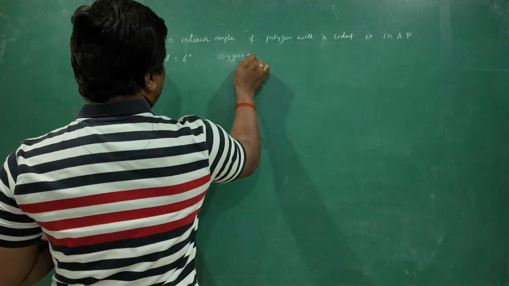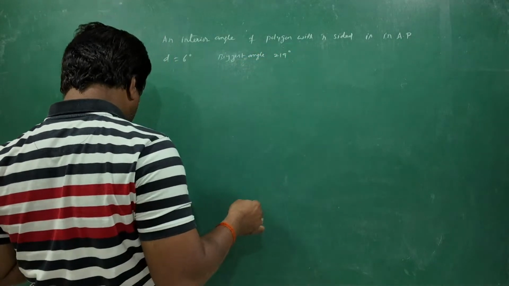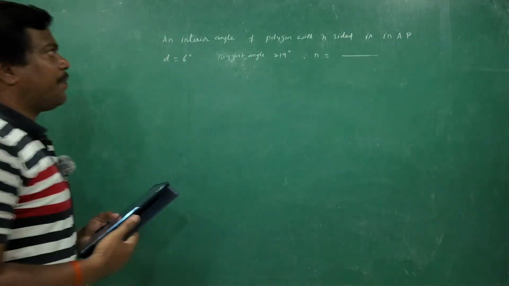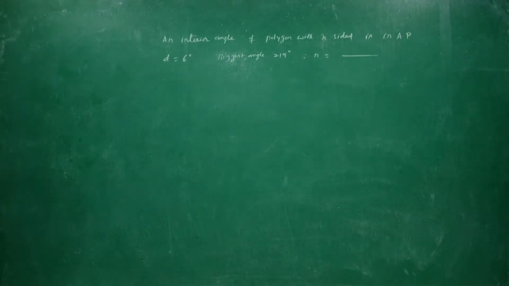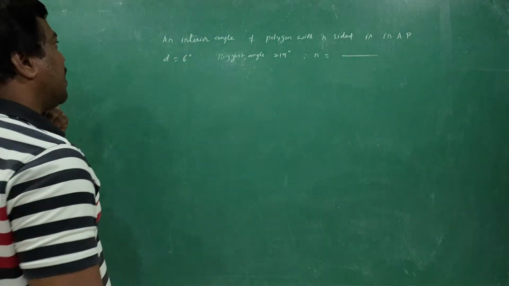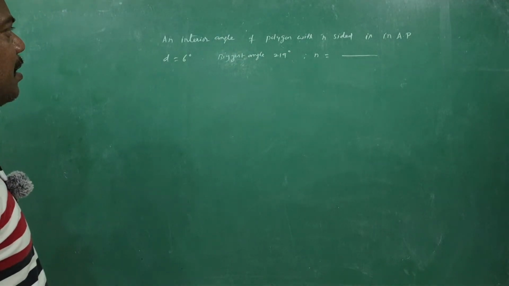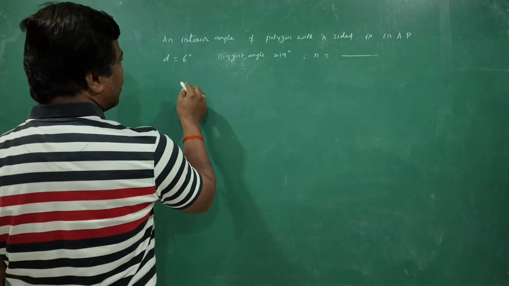And given that the biggest angle is 219 degrees, then the value of n equals what? This is the question. The interior angles of a polygon with n sides are in arithmetic progression, with common difference d equal to 6 degrees, and the biggest angle is 219 degrees.